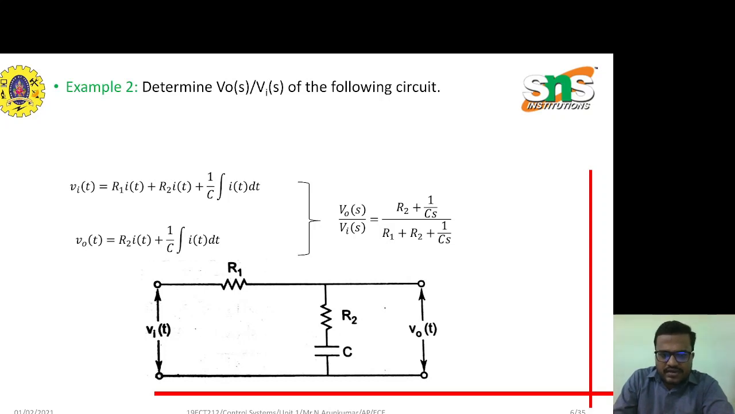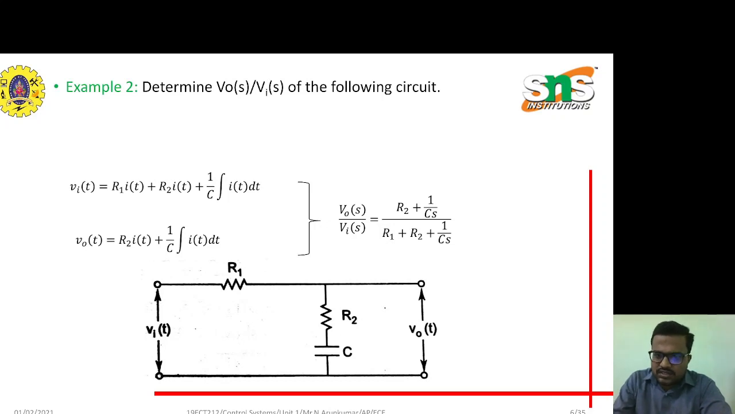So initially we are going to take V input voltage, and next we are going to take the output voltage. Vi equals R1 times the current that flows through the circuit, so R1 into I of t, plus resistor R2 also, R2 into I of t. After that, the property of the capacitor is 1 by C integration of the current that flows through the circuit, I of t into dt.